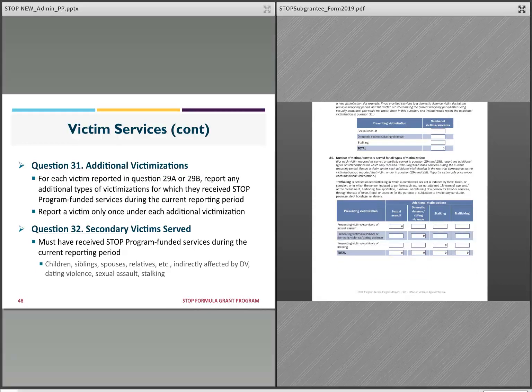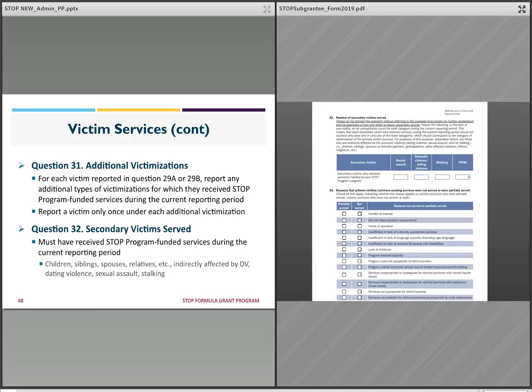Question 31, additional victimizations, is also a new question as of 2019. For each victim reported in question 29A or 29B, any additional types of victimizations for which those victims received STOP program-funded services during the current reporting period can be captured now. Be sure to report a victim only once under each additional victimization, but you can report any and all victimizations that they experienced and for which they received STOP-funded services.